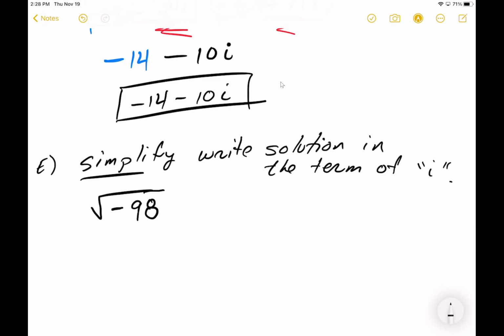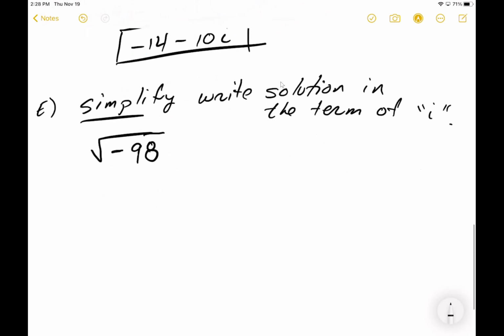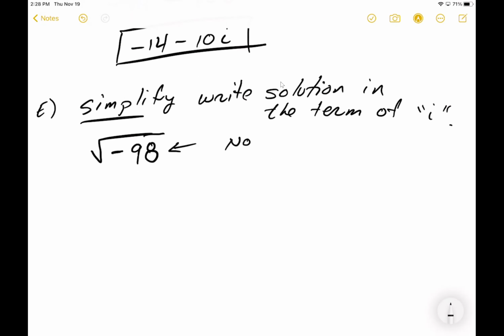This brings us back to the previous section, right? We know that 98 is not a perfect square. That's what we know, right? Because why? Because we know that 81 is a perfect square.